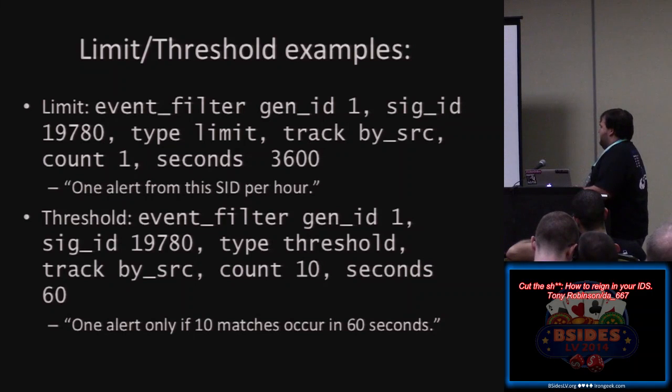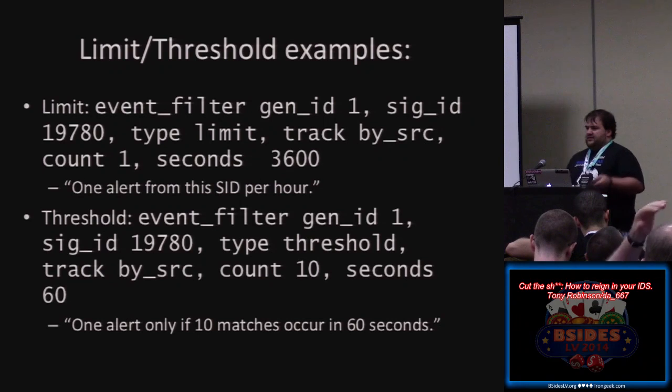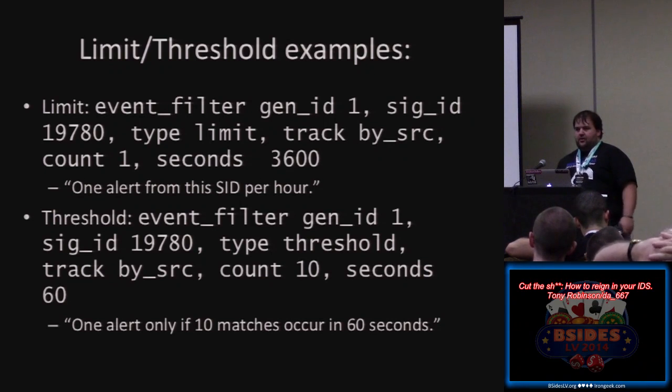And down here we have an example of a threshold, and thresholds kind of work in an opposite manner. We still have the generator ID and the signature ID, but instead we're tracking if 10 events occur within 60 seconds, that's when I want to see an alert pop up on my console or go to the SIM.